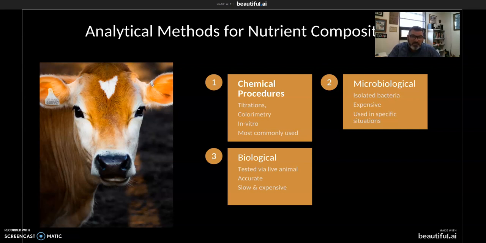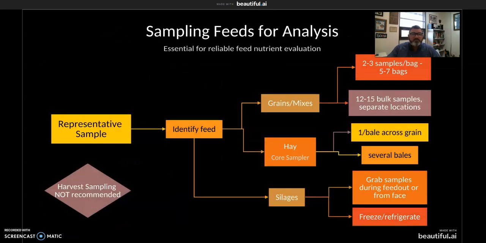So we essentially feed it to the animal, measure what comes out, and figure out what disappears in the middle. And this is actually the most accurate way to determine feed digestibility and feed nutrient content. It's just quite slow and expensive, as you can imagine. So let's get into some more detail here.